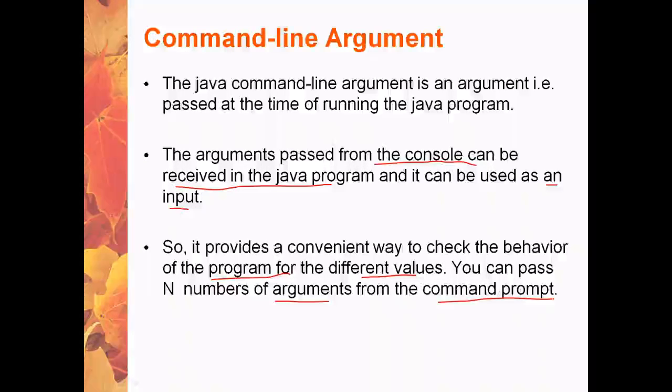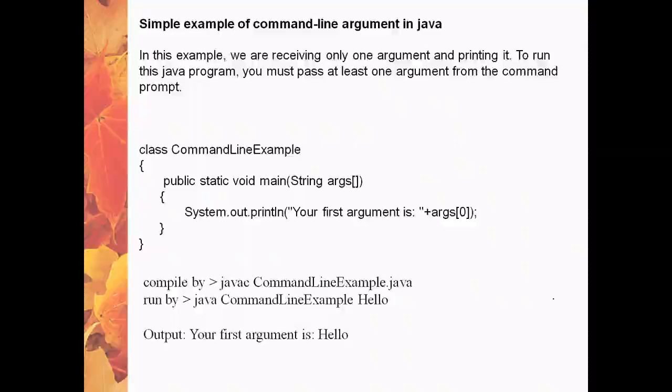The command line arguments are the arguments which we pass at the time of execution of a program. See, not after the execution of a program, but when we execute a program, at that time we have to pass the command line arguments, and those arguments can be read in the Java program. Now the command which is used to execute a Java program is java space file name. As we know, the command is java space file name, and after the file name we have to pass the command line arguments. Now let us see one example here.